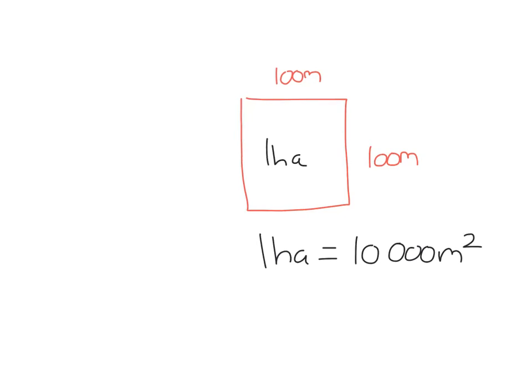But what about in kilometers? Well, I know that 100 meters is 0.1 or 1/10 of a kilometer. So it turns out 1 hectare is 0.1 times 0.1, which is 0.01 kilometers squared. A hectare is 1/100th of a square kilometer. There are 100 hectares in 1 square kilometer. There are 10,000 meters squared in a hectare.